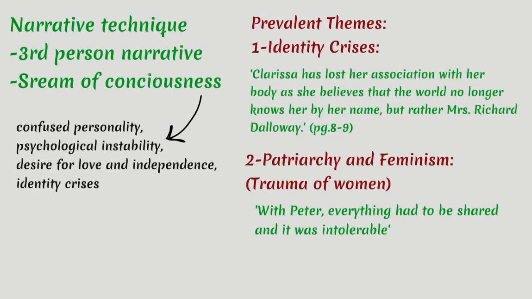The next theme is patriarchy and feminism. This theme shows that 20th century women were in a trauma because of the controlling nature of men at that time. As Clarissa says, with Peter everything had to be shared and it was intolerable. It also indicates women's need to be independent.